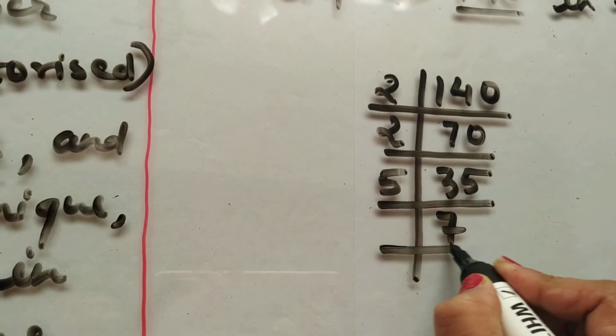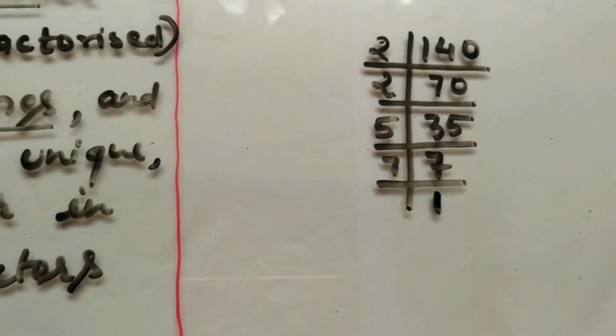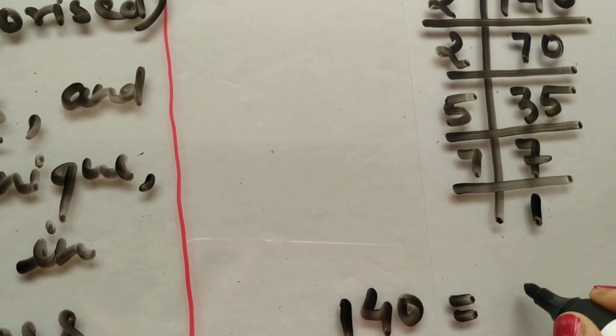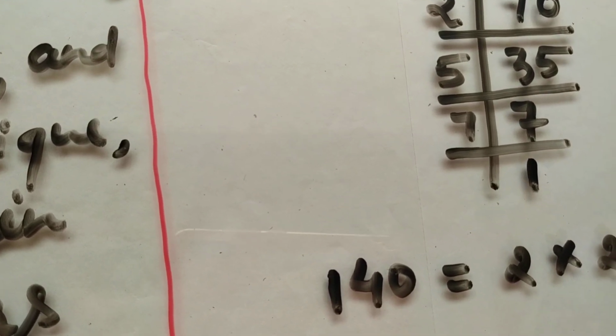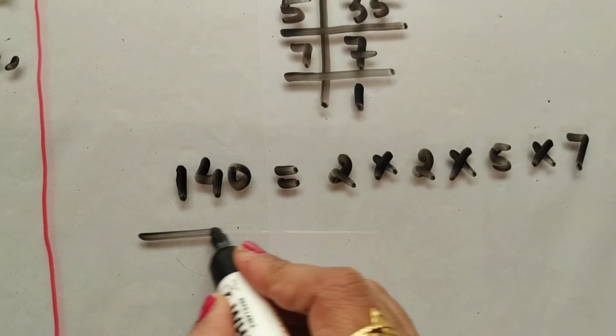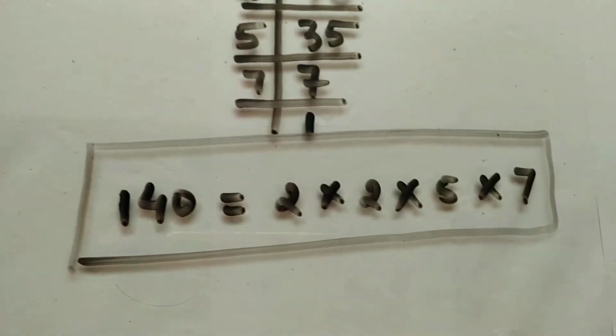7. 7 is our prime number, so 7 is divisible by 7 only. So the representation of 140 is in the form of 2 into 2 into 5 into 7, and that is our prime factorization of 140.